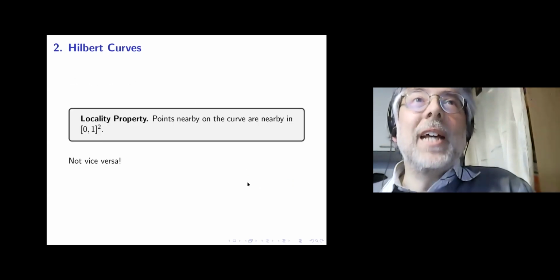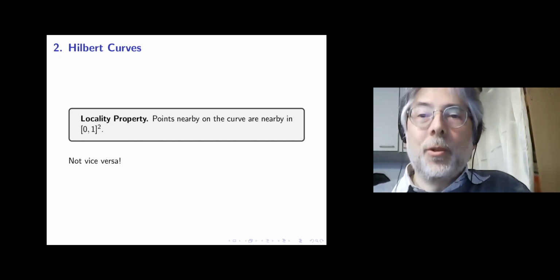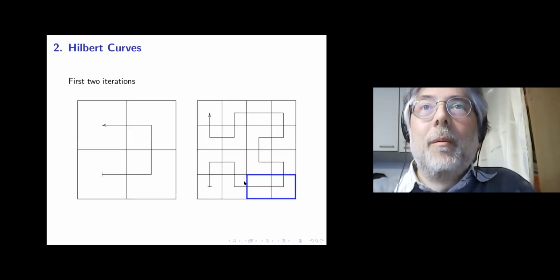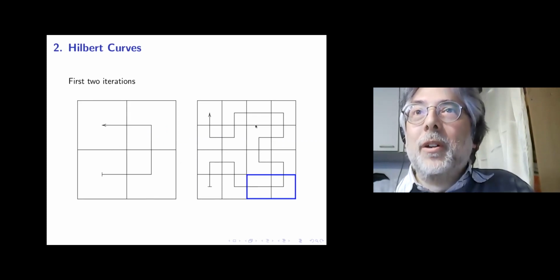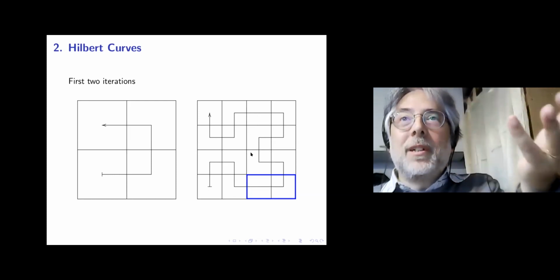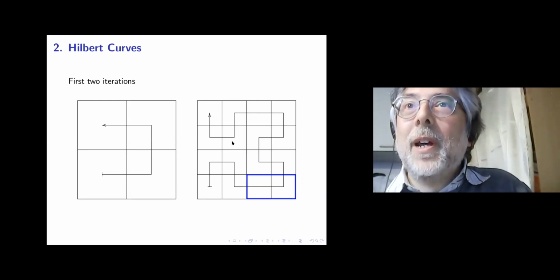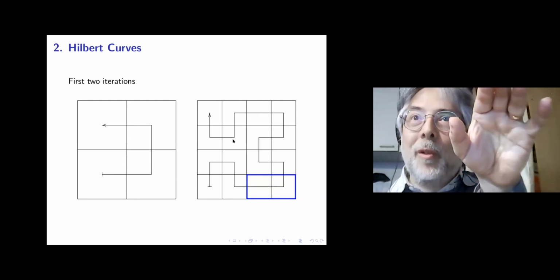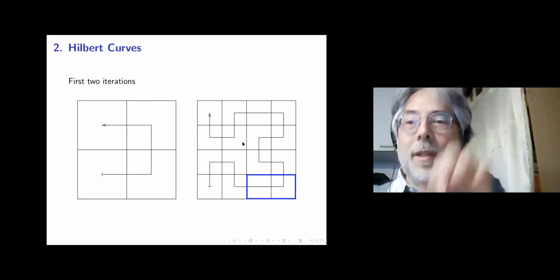And Hilbert curves have a nice locality property. That means that points nearby in the curve are also nearby on the square. For example, here are 2 nearby points, and they're nearby on the square, but the converse does not hold true, of course, because here these 2 squares are nearby on the grid or in the square, but not on the curve. From the curve you have to go quite a few steps until you can connect those 2 points.